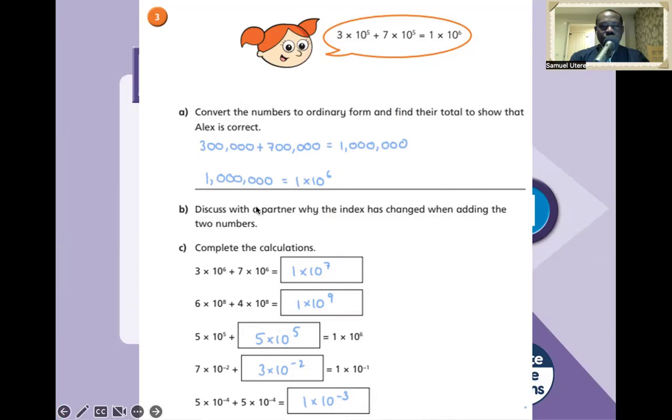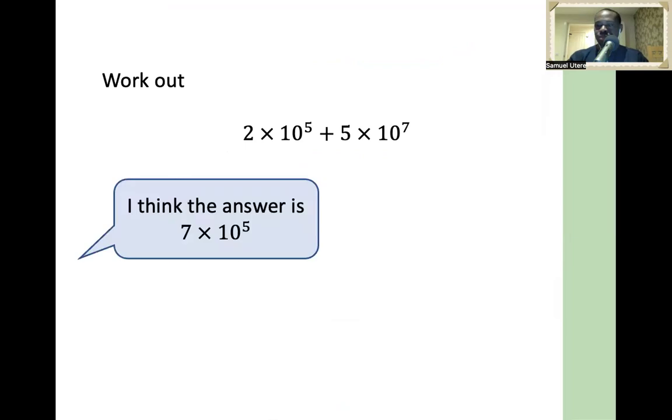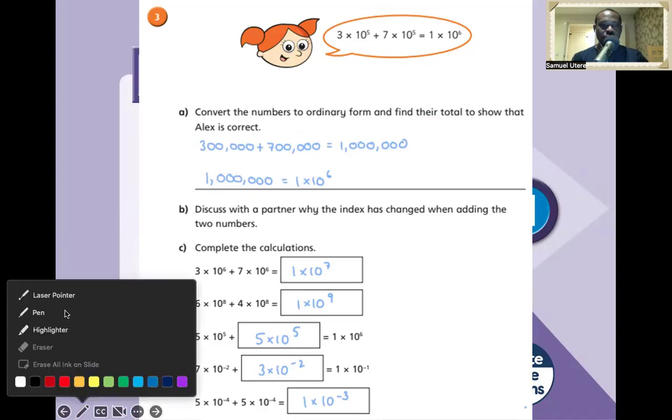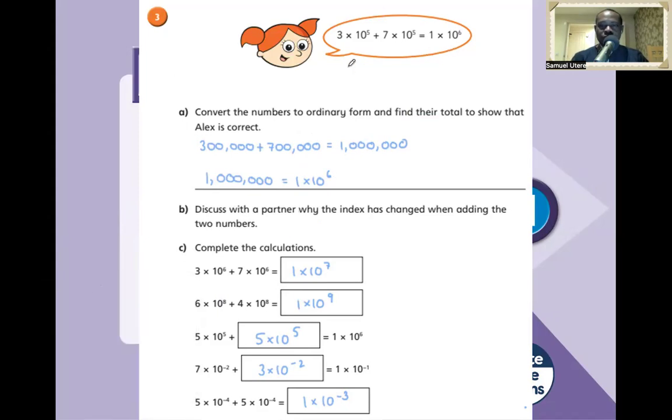It is because if we add them, the index will change because we have one more power of 10. So if we were to do this calculation, it will simply be 10 times 10 to the power 5. So let's write it. So we know the powers are the same. So it's going to be 10 times 10 to the power 5.